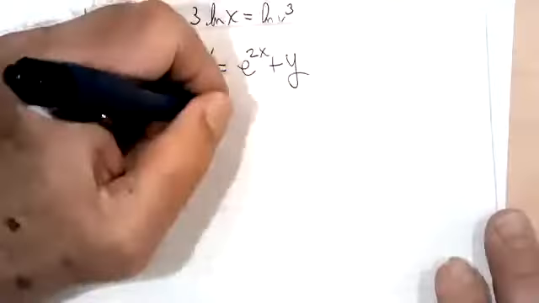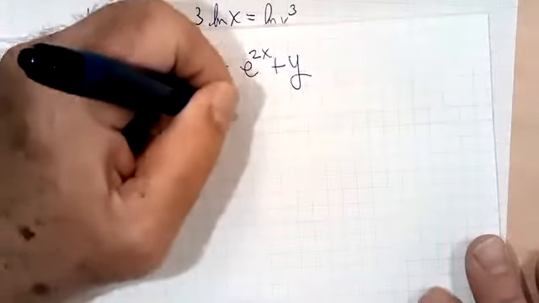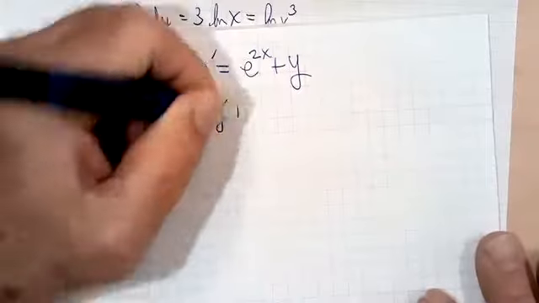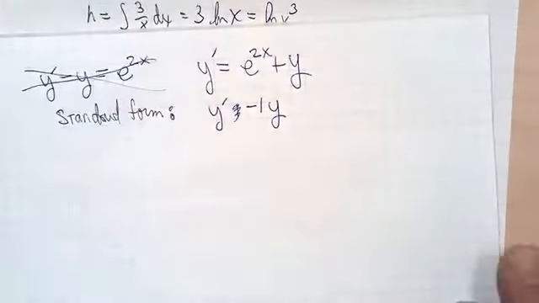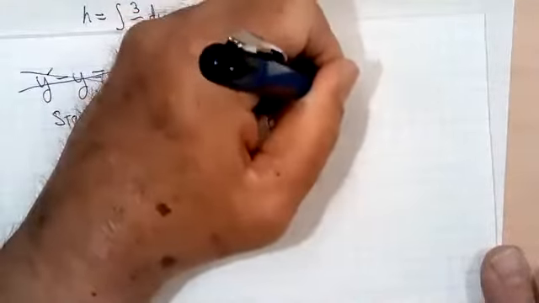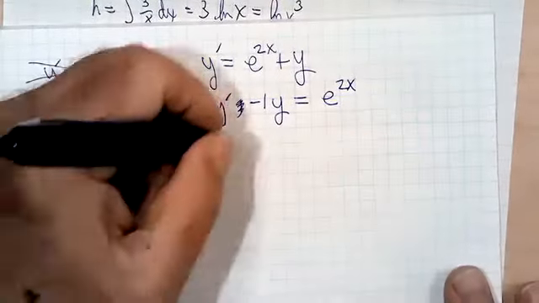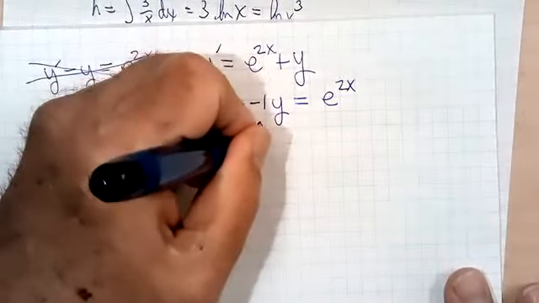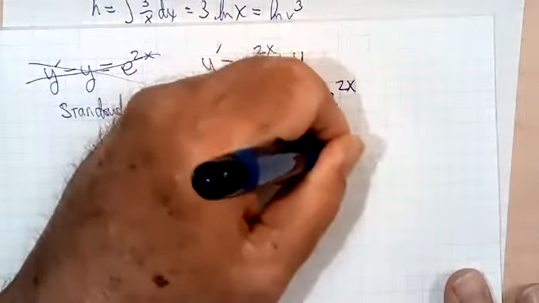So the standard form is this, y prime with a coefficient of 1. Then whatever coefficient you get, in this case, -1 times y, and then solved for the pure X terms and or constants on the other side. So this is P of X, and this is R of X.